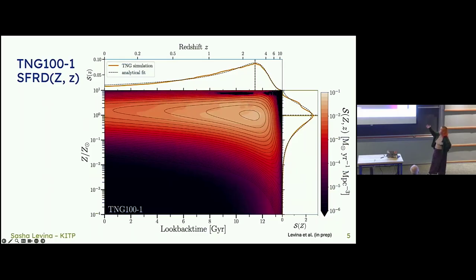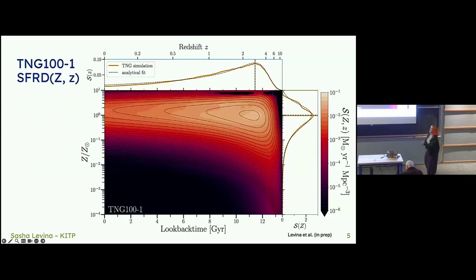And in the black contours, I have the analytical fit to it. The top panel is averaged over metallicity. The side panel is averaged over redshift. Even qualitatively, we can see that in the high metallicity regions of the plot and in the low metallicity and high redshift contours, the fit is not doing a very good job of fitting the model. And if we look at this metallicity distribution on the side, we can see that especially at high metallicities, that is partially caused because the fit is smoothing over the secondary peak in the simulation SFRD.